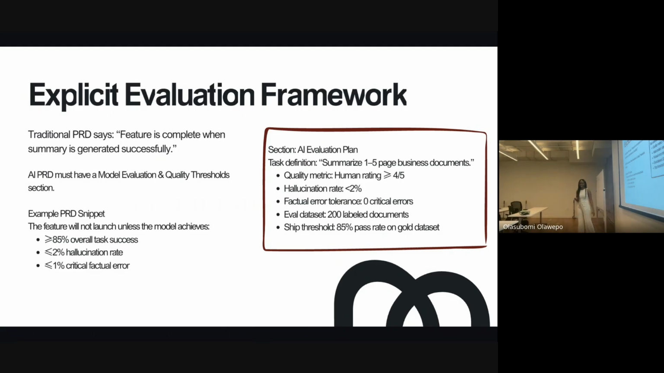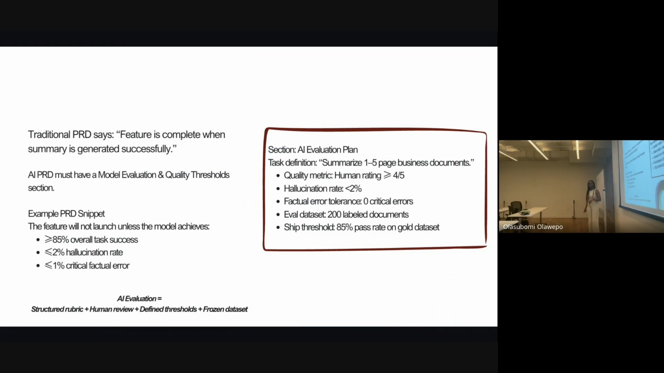And then your ship threshold, an 85% pass. So for your AI evaluations, some people might have heard evals, these are some of the things you want to consider. You want to have a structured rubric, something set in place, kind of like that, but a little more defined. If you would like a deeper one, we can send you information in the post-event email. You want to ensure there's a human in the loop, some human review. You want to have defined thresholds that it has to constantly meet, this limit or this set rate, and then of course a frozen data set or a gold data set that you can refer to.